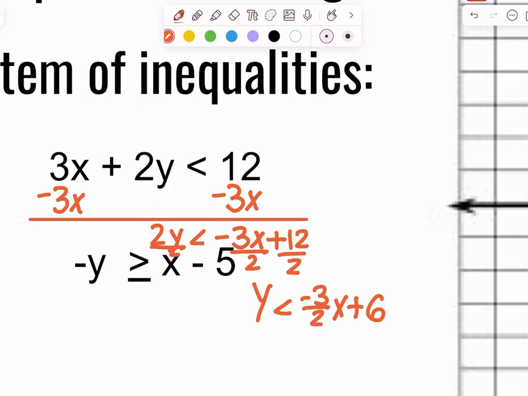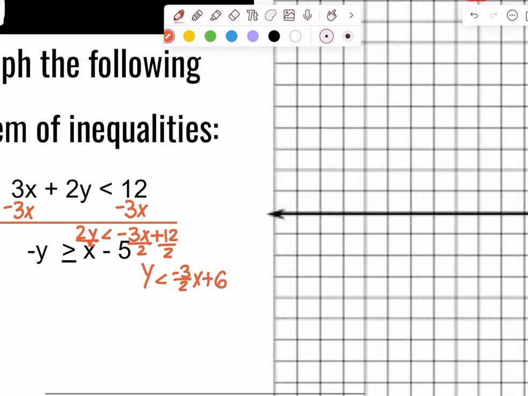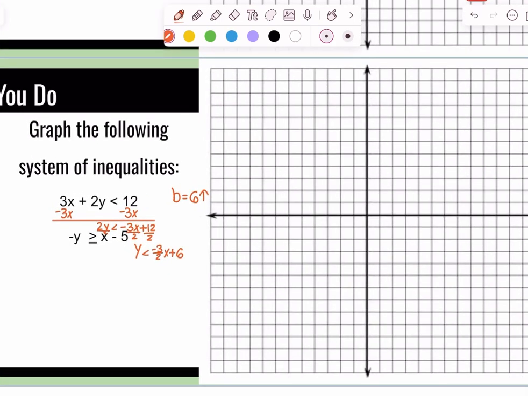Alright, so now let's look at it. This means our b is 6. We're going to start by going up 6. Let's do that. 1, 2, 3, 4, 5, 6. Then our m, our slope, is negative 3 over 2. This means that we go down 3 to the right 2. Let's do it again. And again. And one more time.